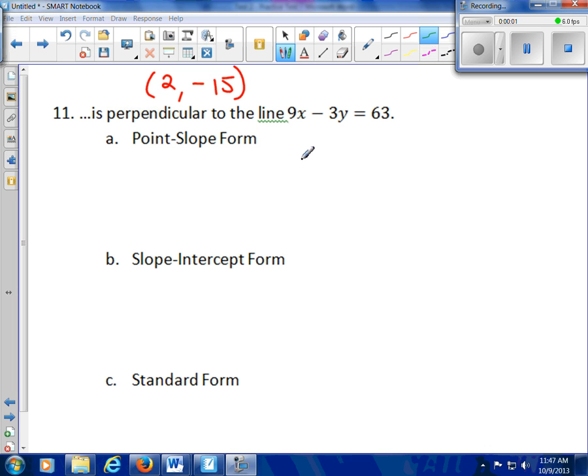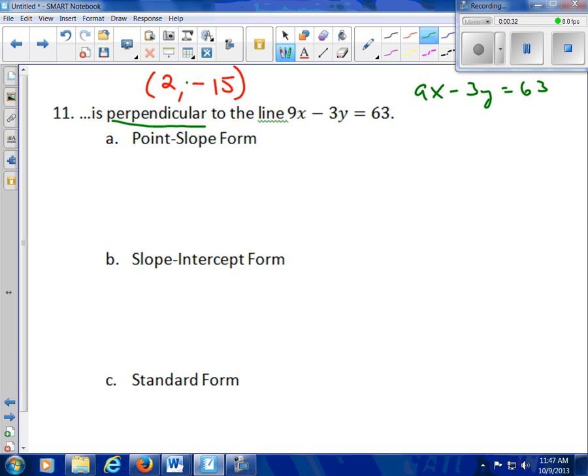So for question number 11, we know that we are still using the point (2, -15). And this time we're going to write an equation that goes through that point, but is perpendicular to that line, 9x minus 3y equals 63. Well, this doesn't really give me my slope to borrow. So let me get that 9x minus 3y equals 63 into slope-intercept form so I can see what my slope is going to be.